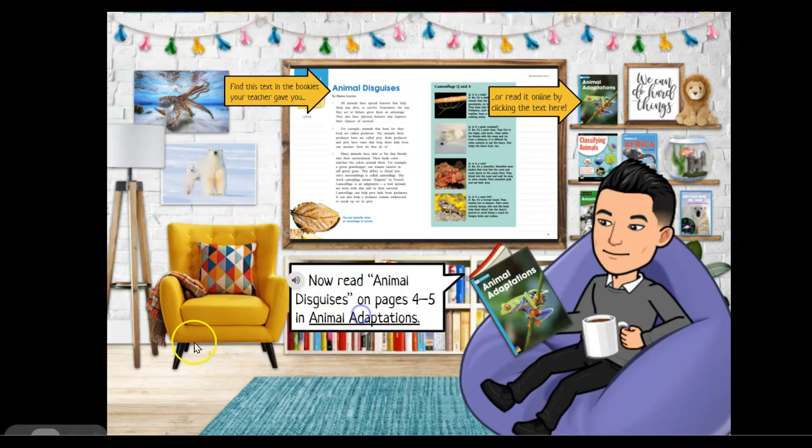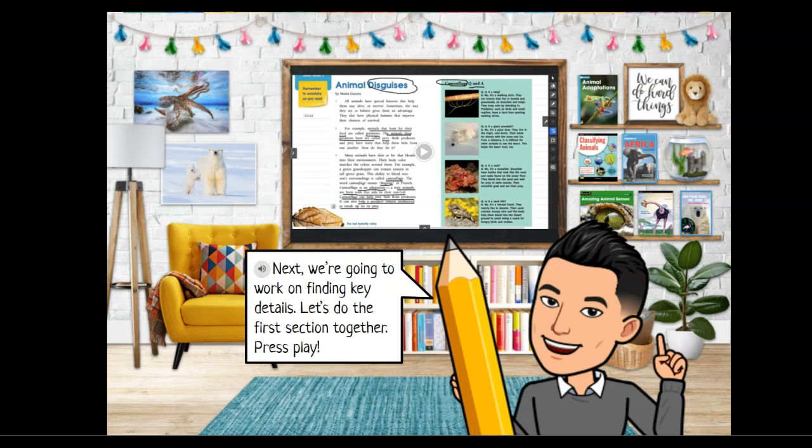Now read Animal Disguises on pages 4 to 5 in Animal Adaptations. Awesome. So we did this already. Next, we're going to work on finding key details. Let's do the first section together. Press play.